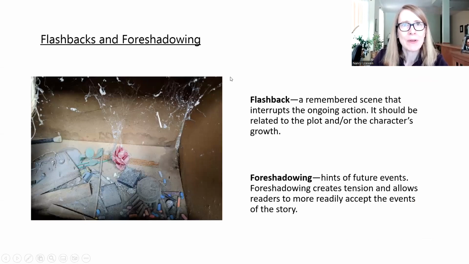Okay, so a couple of other things related to plot: flashbacks and foreshadowing. If you've watched movies or TV, you know what this is about, right? Flashback is a remembered scene that interrupts the ongoing action. It should be related to the plot or the character's growth, maybe show an important memory that is involved in the story in some way.